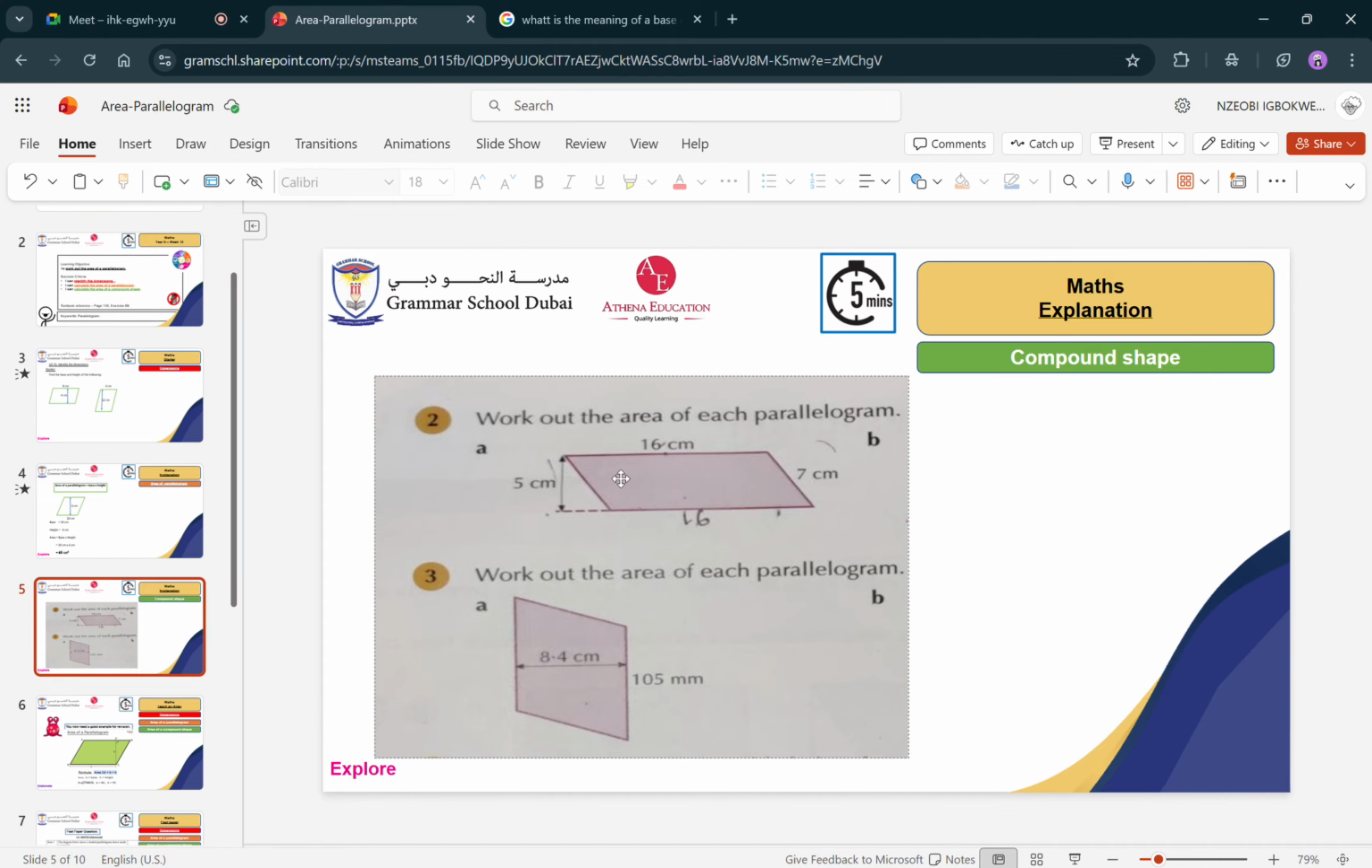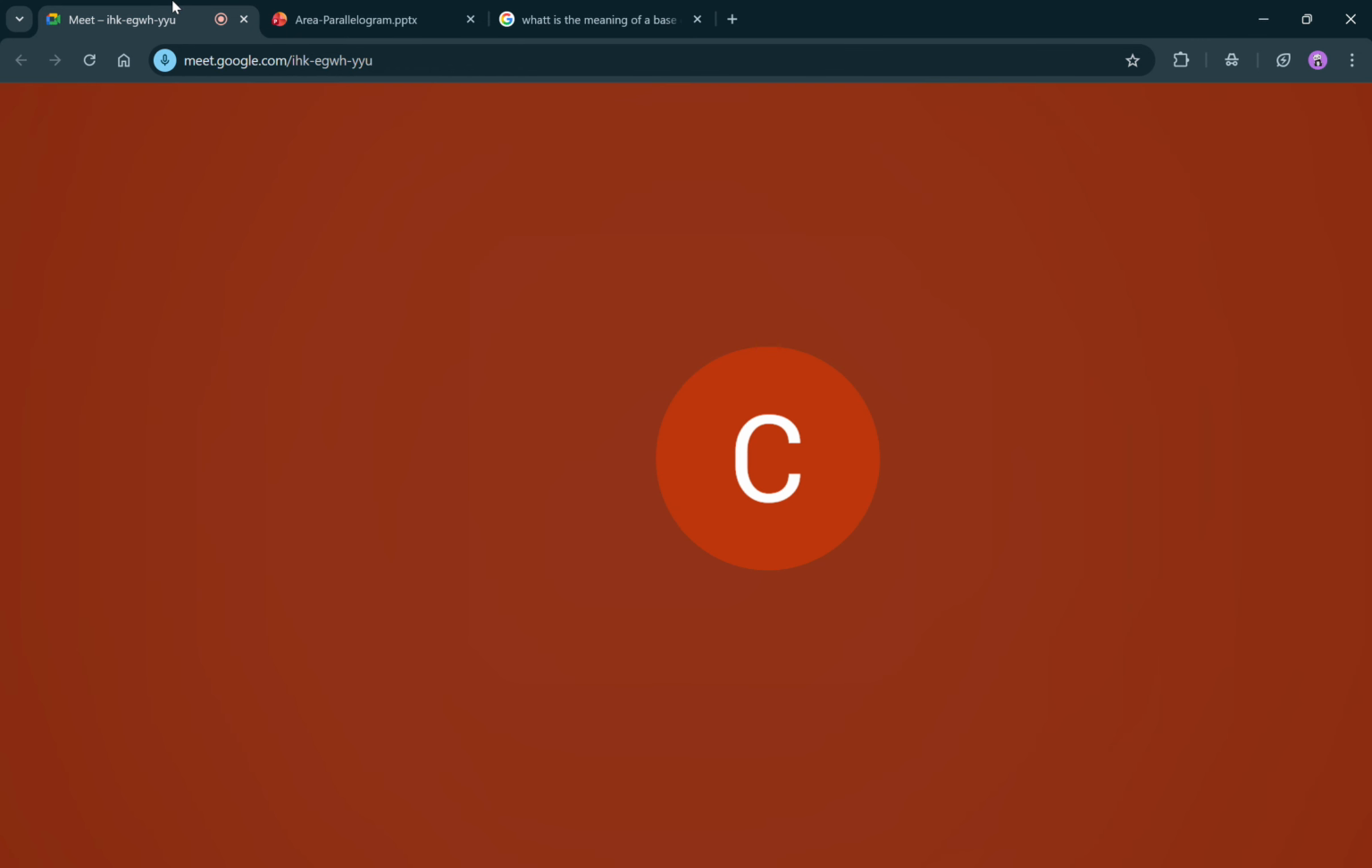So if I have a parallelogram like this, let me turn to my board. Can you see that? You can see the board, right? No. You can see it now. Yes, you can see your board now.